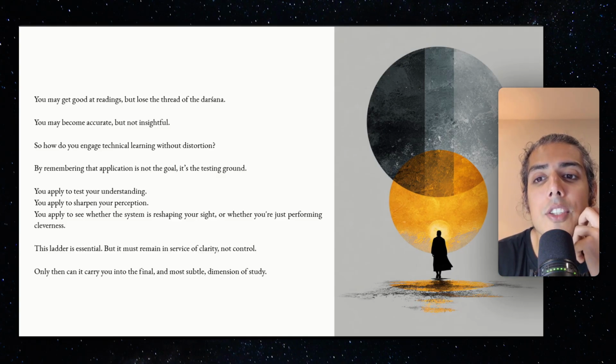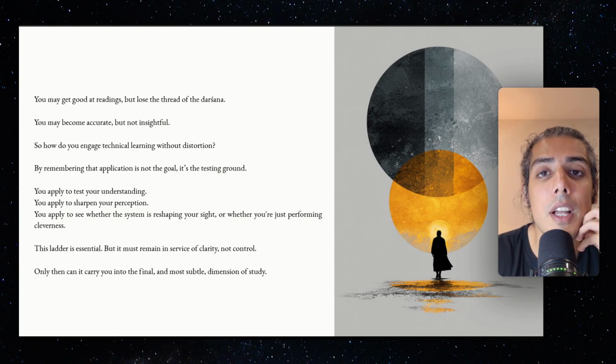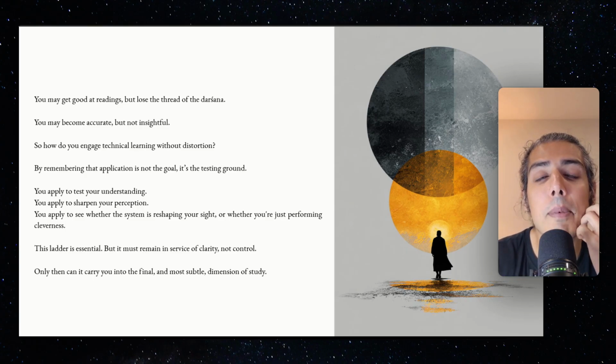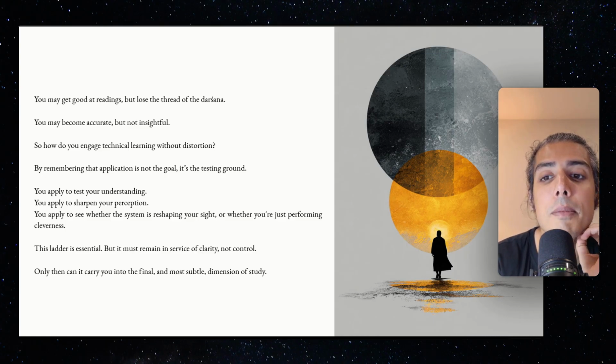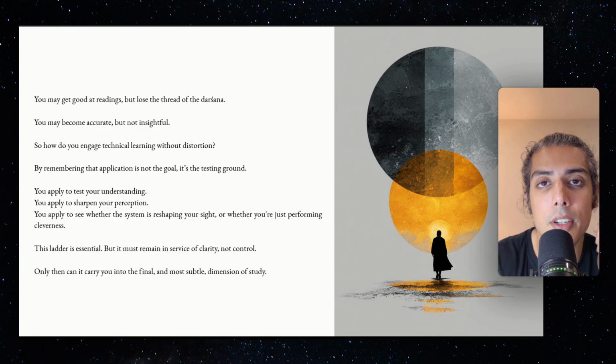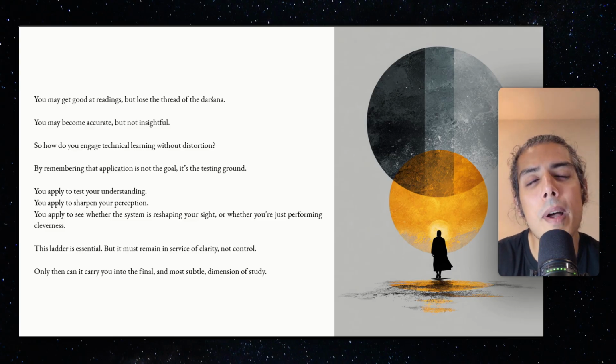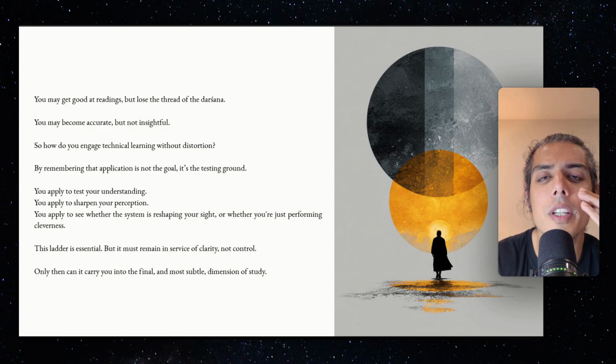So how do you engage technical learning without distortion? By remembering that application is not the goal; it's the testing ground. So we want to test whether the application makes our experience and relationship to Jyotish deeper. You apply to test your understanding, you apply to sharpen your perception, you apply to see whether the system is reshaping your sight, or whether you're just performing cleverness. A lot of it is cleverness. Once your Jyotish work is over, you go back to living like no real change has happened.